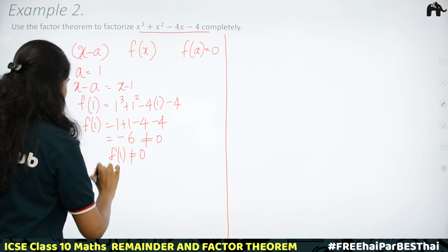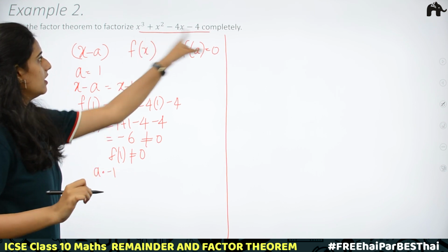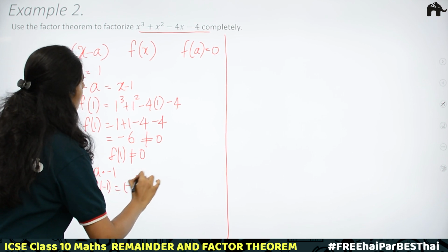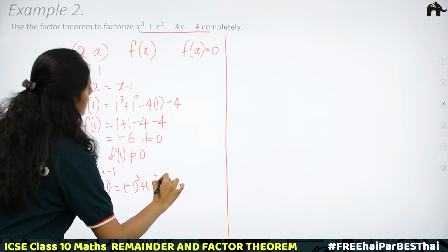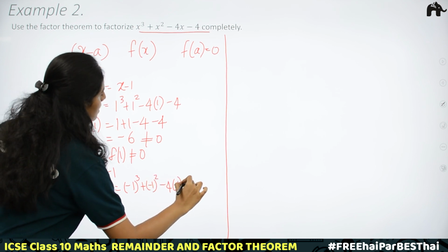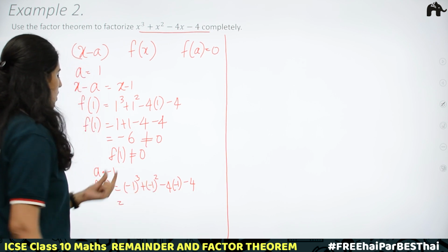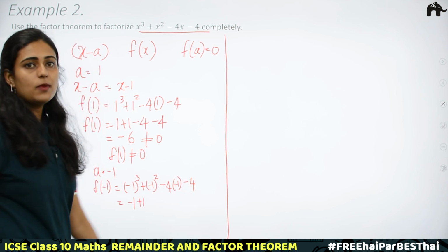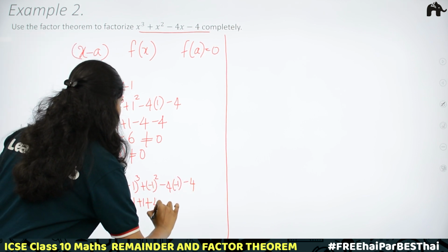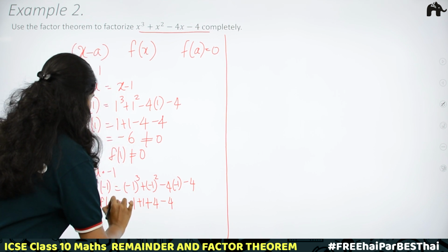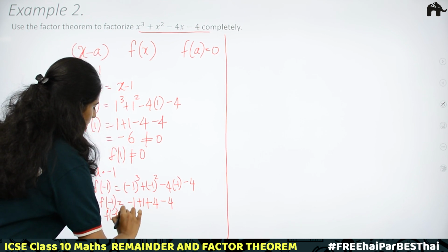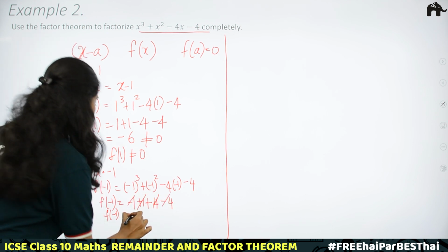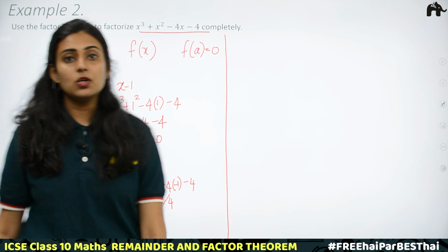Now, if a is equal to minus 1, put minus 1. F of minus 1 is equal to minus 1 cube plus minus 1 square minus 4 into minus 1 minus 4. That is equal to minus 1 cube is minus 1, minus 1 square is plus 1, minus 4 into minus 1 is plus 4 and we have a minus 4. F of minus 1 is equal to minus 1 and plus 1 can be cancelled. 4 and minus 4 can be cancelled, which means f of minus 1 is equal to 0.